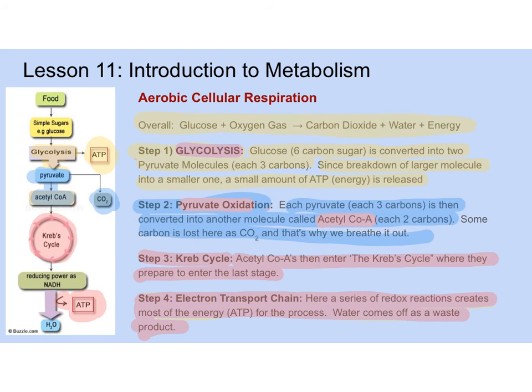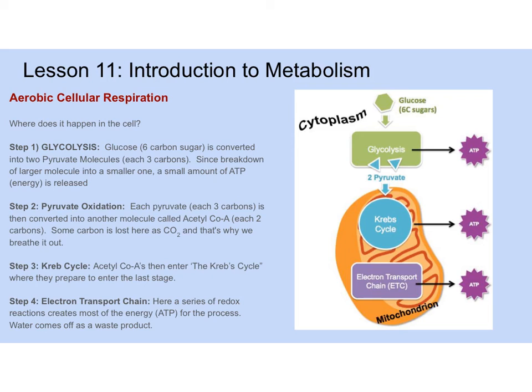Okay, so that's the process of aerobic cellular respiration. That's the ideal way of creating energy in our body. Now, where is this happening? Remember we have glycolysis, pyruvate oxidation, Krebs cycle, electron transport chain. It basically happens inside a cell. Now, most of the process where we're going to create all the energy happens in the mitochondria. And remember, you call those the power plants of the cell, because that's where they create most of the energy.